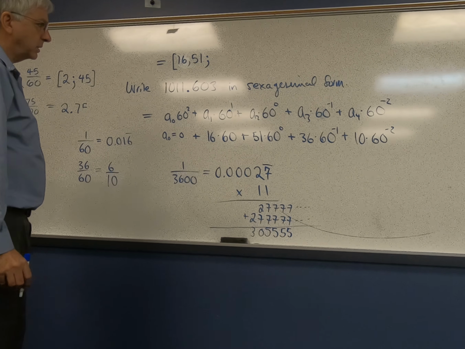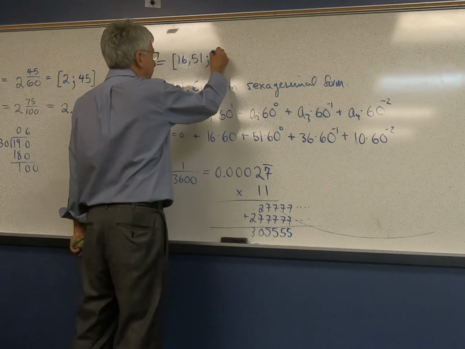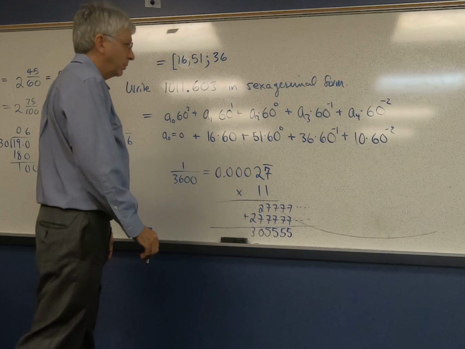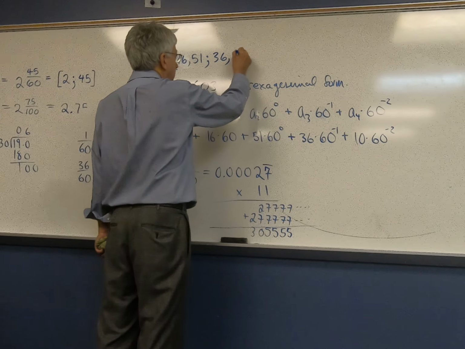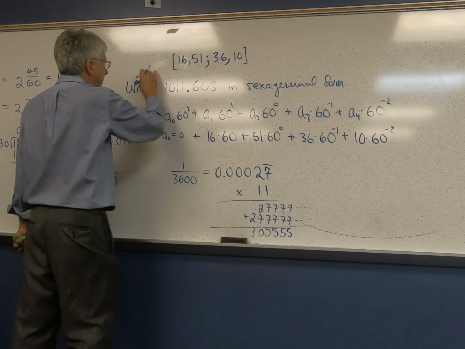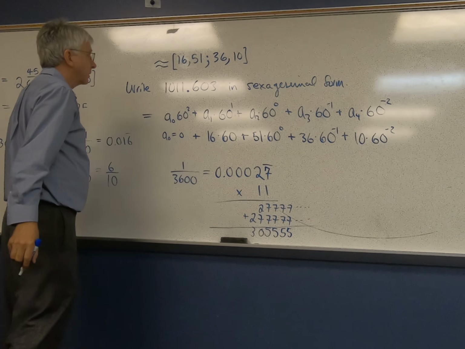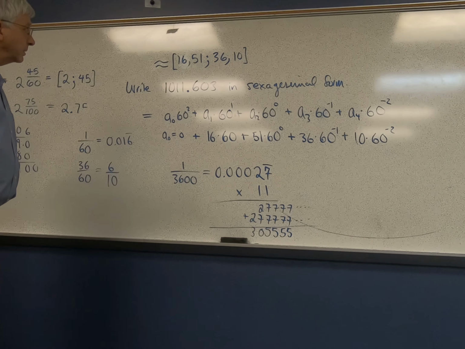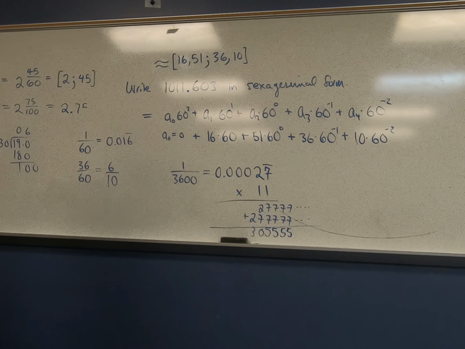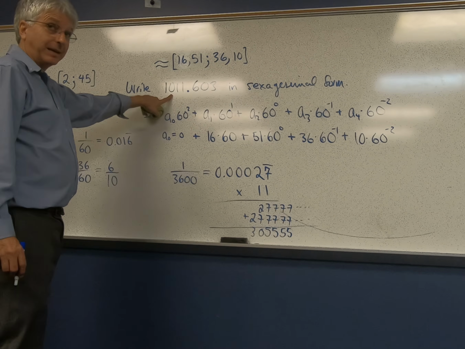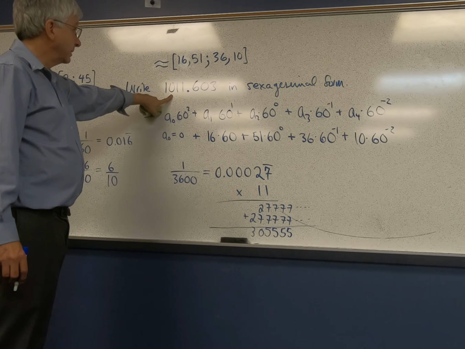And what goes in the 60th place? 36. And what goes in the 3600th place? 10. And this is not exact, right? I suppose I should say this is an approximation, right? So there would be the sexagesimal representation for this number, which I just pulled out of thin air, right?